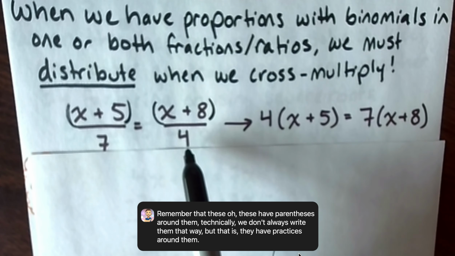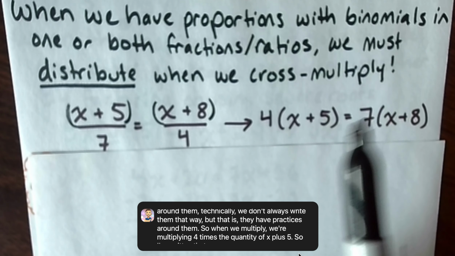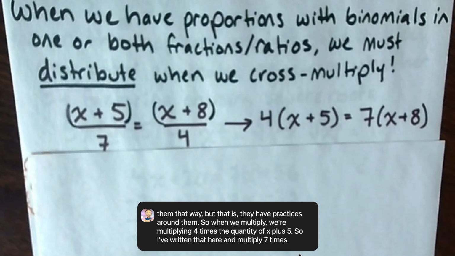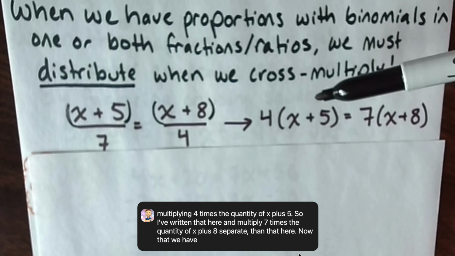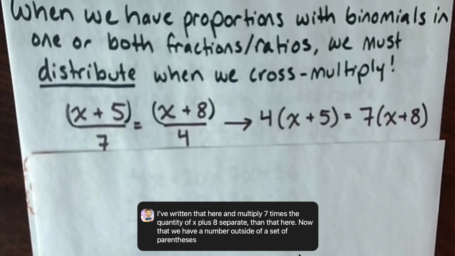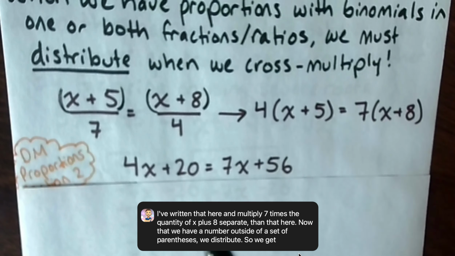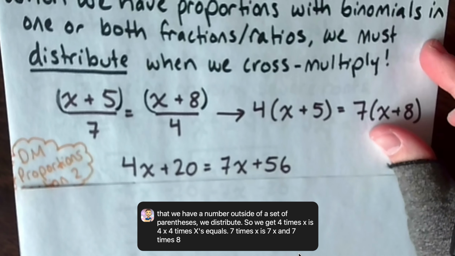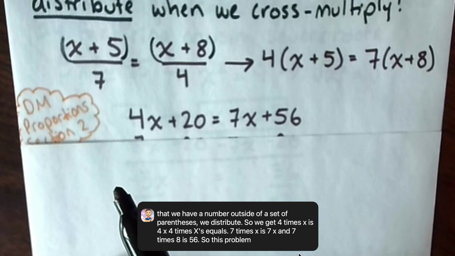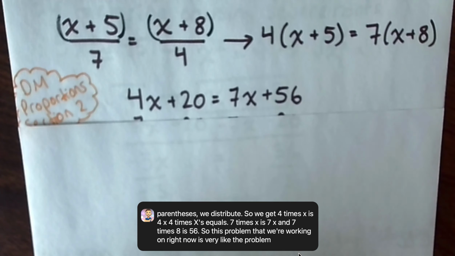So when we multiply, we're multiplying 4 times the quantity of x plus 5, so I've written that here. And we multiply 7 times the quantity of x plus 8. Now that we have a number outside of a set of parentheses, we distribute. So we get 4 times x is 4x, 4 times 5 is 20, equals 7 times x is 7x, and 7 times 8 is 56. This problem is very like the problems on Delta Math Practice Section 2.